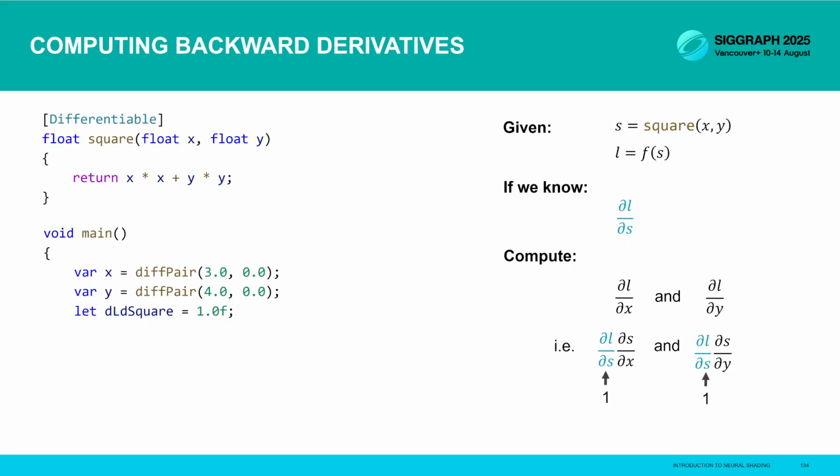So this is how we do it in Slang code. First of all, we are going to construct diffpairs as usual. In addition, we are going to specify that partial l partial s is 1. Next, we call the backward diff operator on this function, which will take square as input and give us the backward derivative function for square as output. And then we call that function with the pairs we constructed and with the dl d square value.